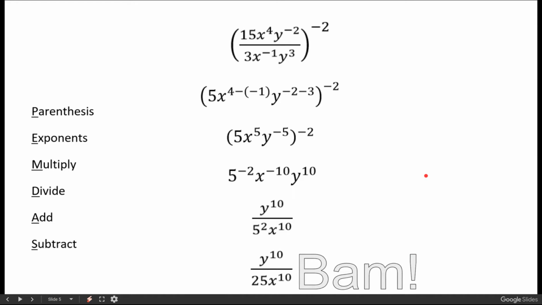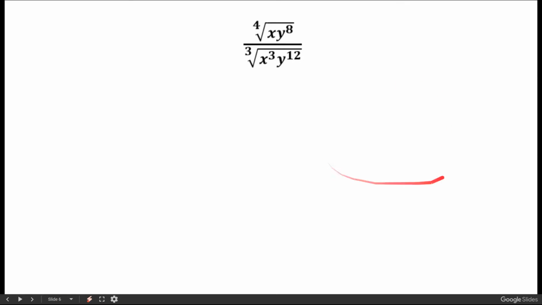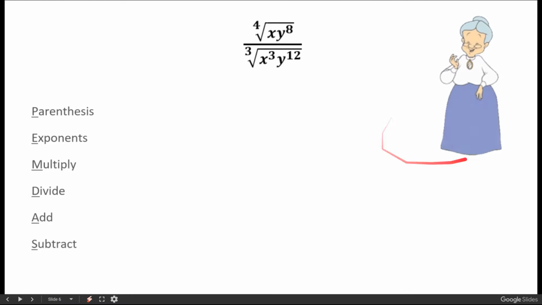Let's try another one. And I think we're going to bring in Aunt Sally just for a little reinforcement. Don't forget your properties, your order of operations. All right, so the first thing we're going to do here, there's really not much we can do other than rewrite our radicals into exponential form. That helps a little bit.